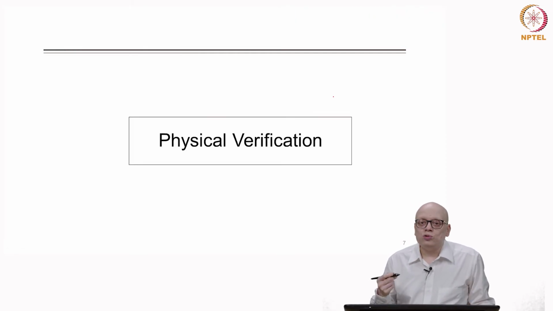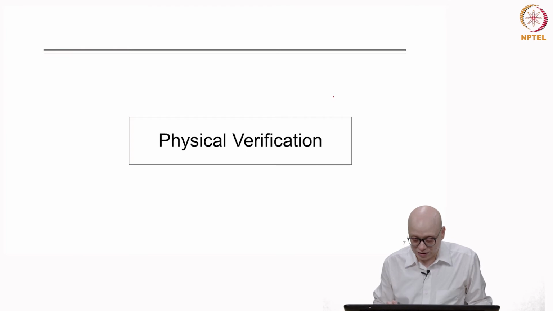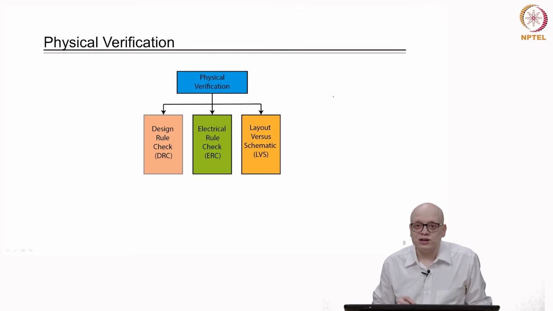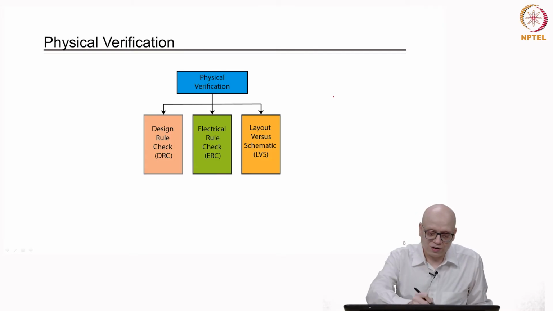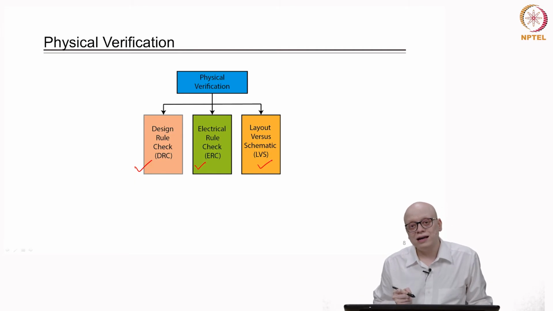Let us now look into what physical verification tasks we need to carry out after creating the layout. There are three major physical verification tasks that we need to carry out. The first is design rule check or DRC, the second one is electrical rule check or ERC, and the third is layout versus schematic check or LVS. We will be looking into all these three tasks in some detail.